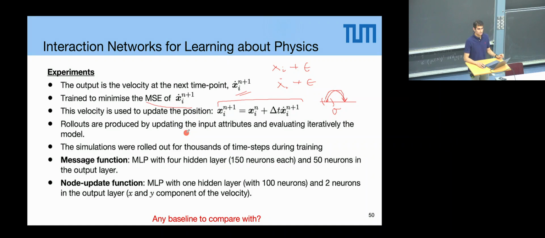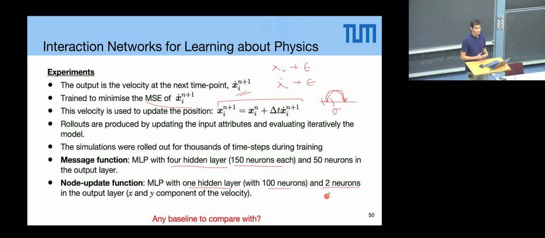Is everything clear? Okay, they only use one message passing layer. In this case, they use 4 hidden layers for the edge update function with 150 neurons, and for the node update function, they use only one hidden layer with 100 neurons, and the output has 2 neurons, which correspond to the x component of the velocity and the y component of the velocity.